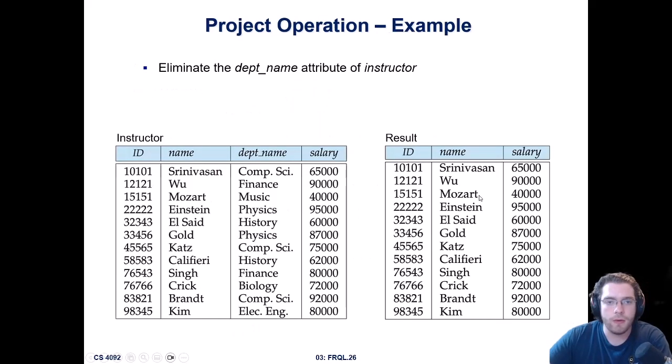Okay. So if we take a look at the project operation in our instructor relation, we could say project ID, name, salary on our instructor. What we can get here is essentially we cut out the department name. So we get rid of it. And then if there's any unique instances or duplicated instances, they're not there in the result.